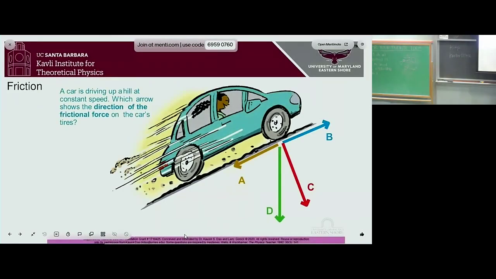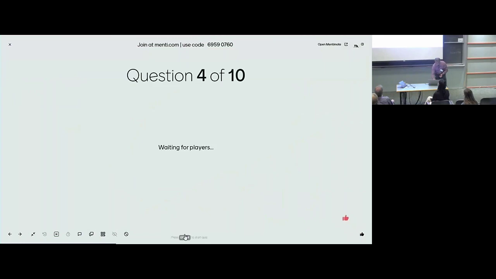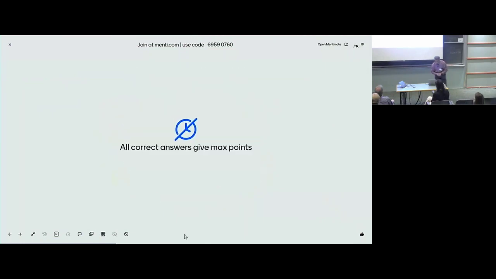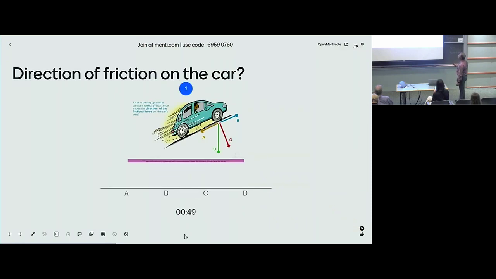So let's do this problem, and I hope that it will appear on your cell phone this time. Yes. So a car is driving up a hill at a constant speed. Which arrow shows the direction of frictional force on the car's tires?